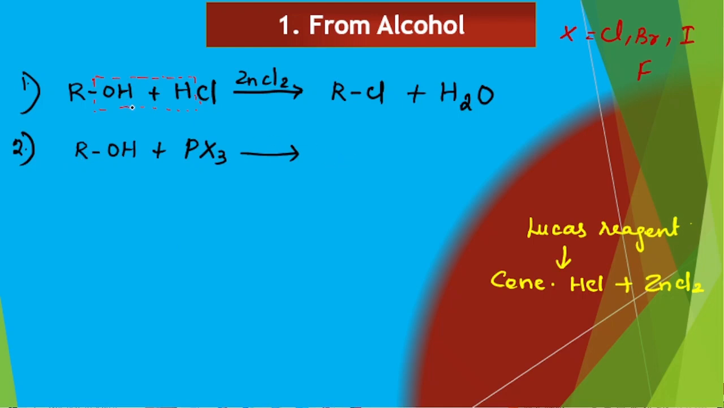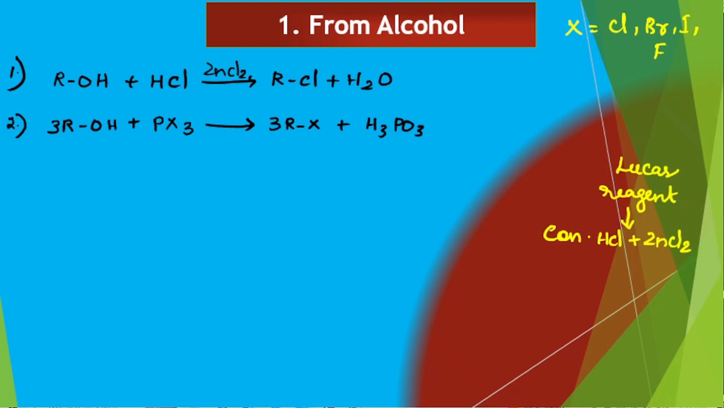See, listen here. This R and X3 will go out. R and X3 will go out as RX, and you have to balance it with 3. Plus, here you will get the product H3PO3. This is the product you will get. Clear? So this product is nothing but orthophosphorus acid. Orthophosphorus acid is the name of this product.